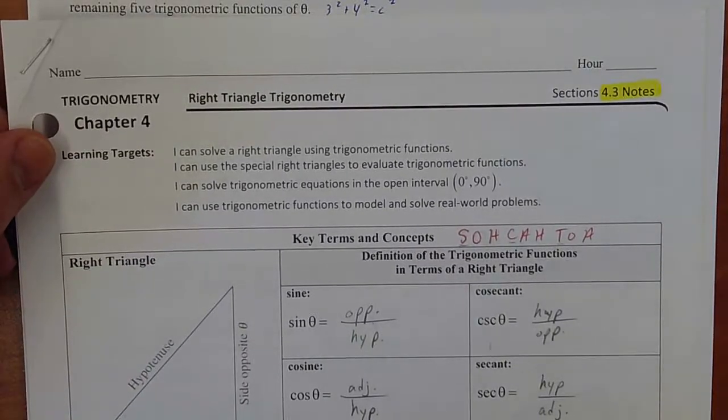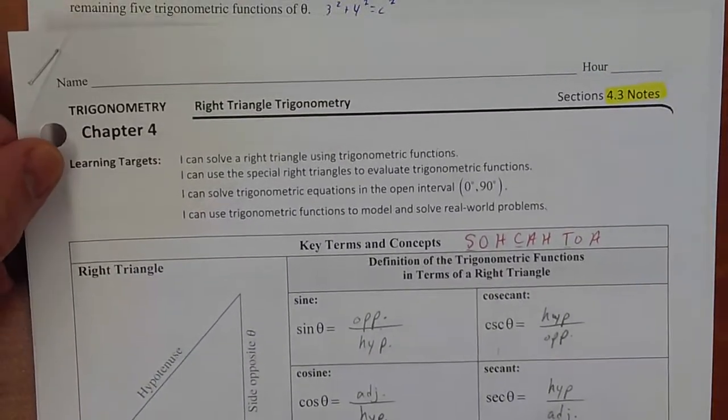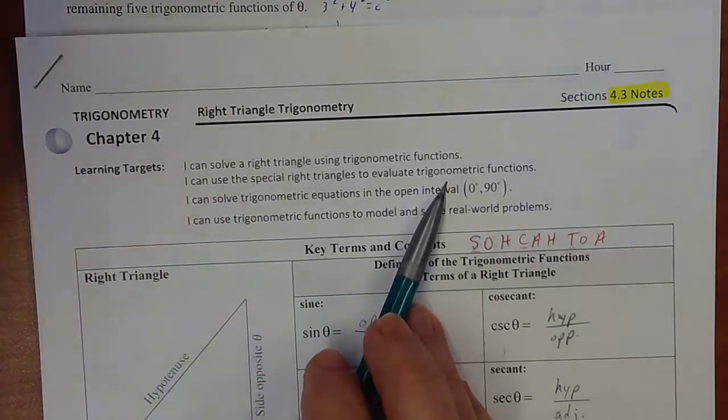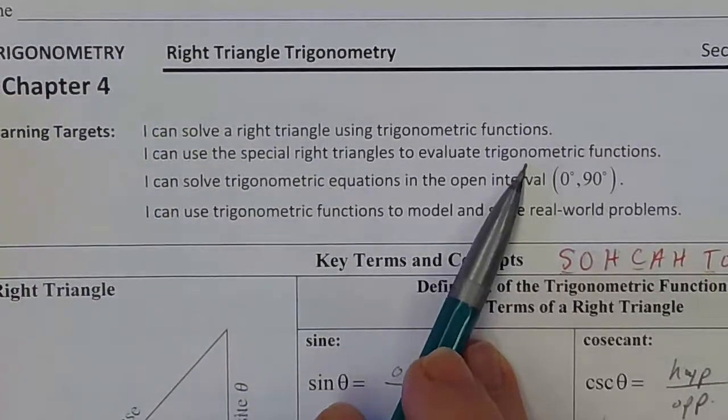Okay, day 2, section 4.3. All right, yesterday we ended using special right triangles to evaluate trig functions. We're going to still do a little bit more with that. We didn't quite wrap that up.